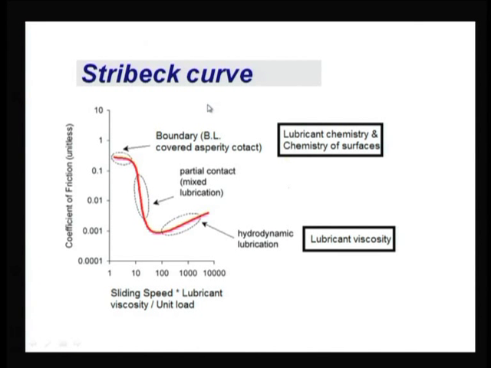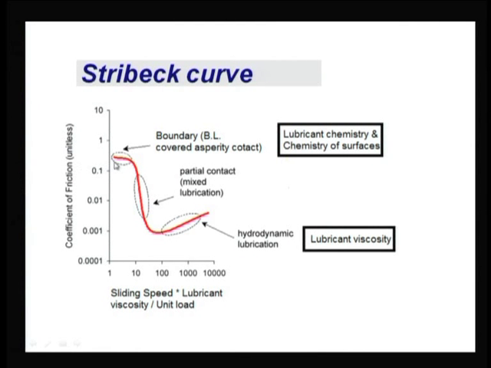The Stribeck curve is basically a curve between the coefficient of friction and a bearing number. The bearing number can be defined as the sliding velocity, the relative sliding velocity, times lubricant viscosity per unit load. Unit load means the applied load divided by projected area. When we plot the coefficient of friction against the bearing number, we get different domains, different regimes of lubrication.